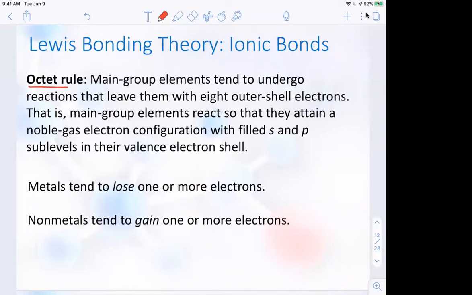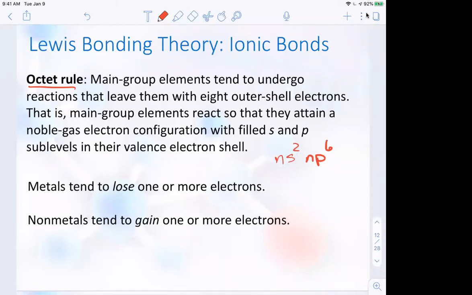So in the octet rule, main group elements will tend to undergo reactions that leave them with 8 outer shell electrons. That means they have ns2 np6, right? 6 plus 2 is 8. The main group elements will react so they attain a noble gas electron configuration, which includes a filled s and p sublevel in a particular valence electron shell.